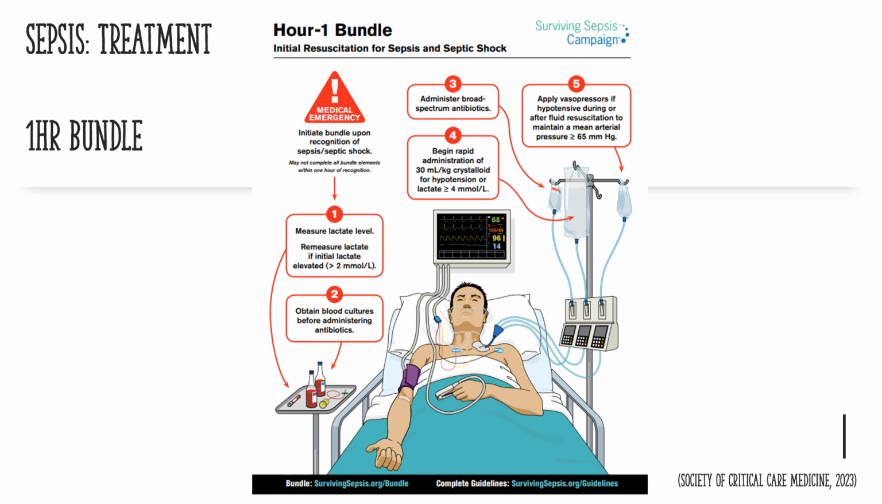So we need to recognize the patient is septic. We need to measure that lactic acid level. We need to get our blood cultures before we start antibiotics, right? We need to administer broad spectrum antibiotics. We need to start fluids. And then if the patient is still not getting their blood pressure up based upon fluid resuscitation, then you're going to start a vasopressor. And they're saying all of these things need to be done within 1 hour to really help the patient have the best chance at survival. We're going to break these down a little bit farther.